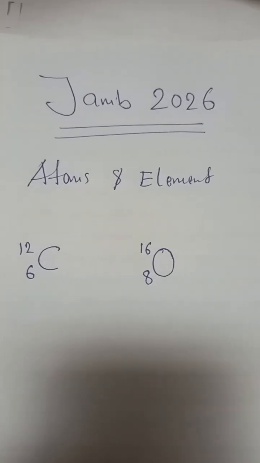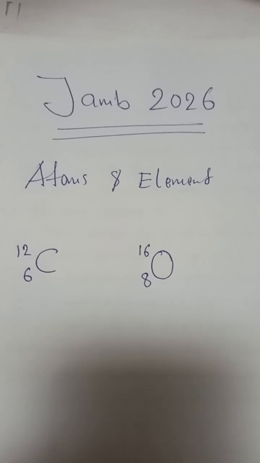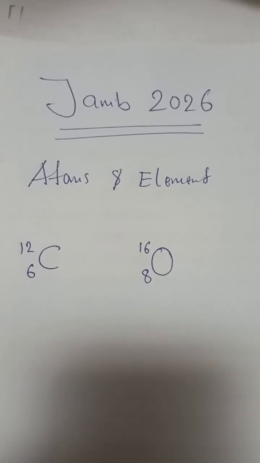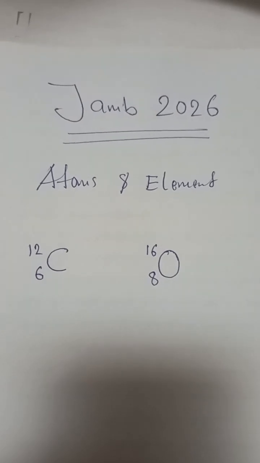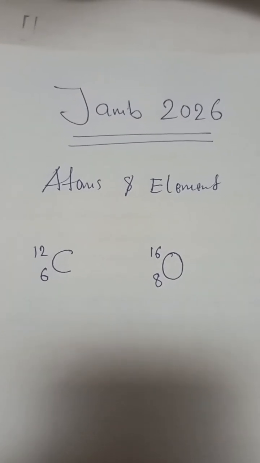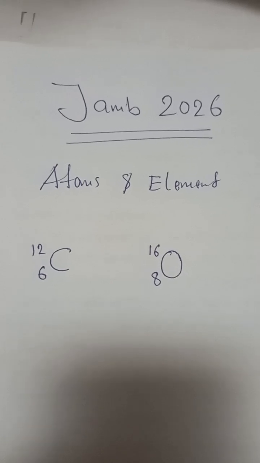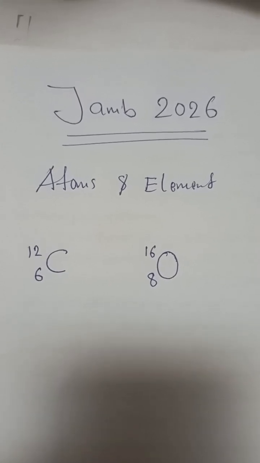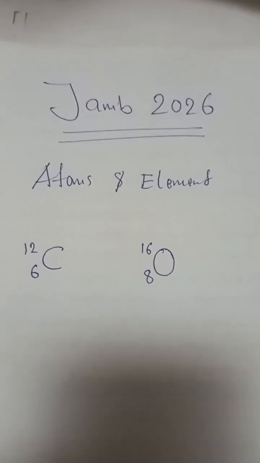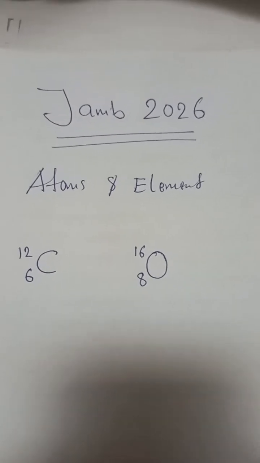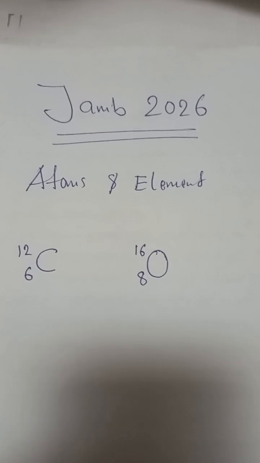Normally, an atom is the smallest particle of an element or a pure substance that can exist and still behave like that substance. Or you can say an atom is the smallest particle of an element that can take part in a chemical reaction and still retain the chemical property of that substance. Are we together now? But an element is a pure substance made up of only one type of atom.